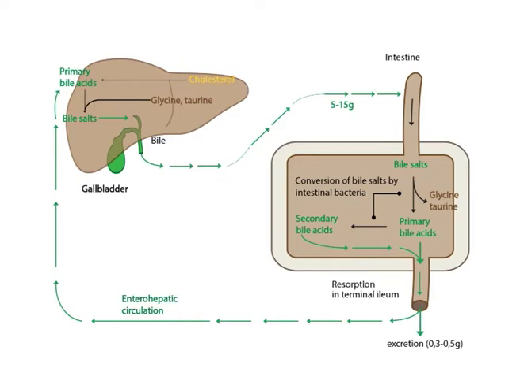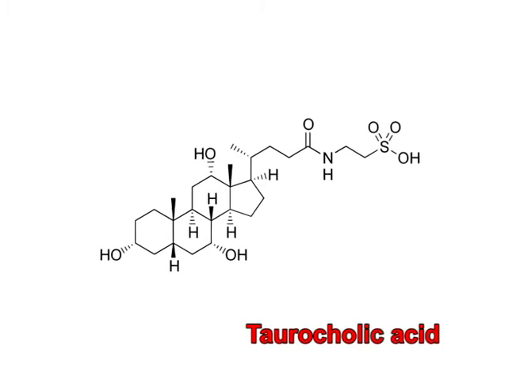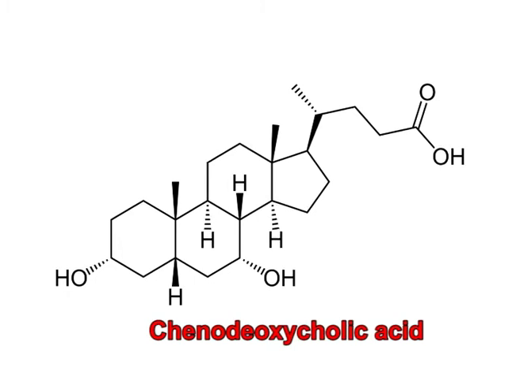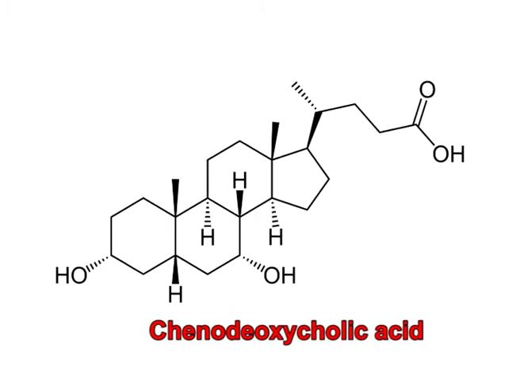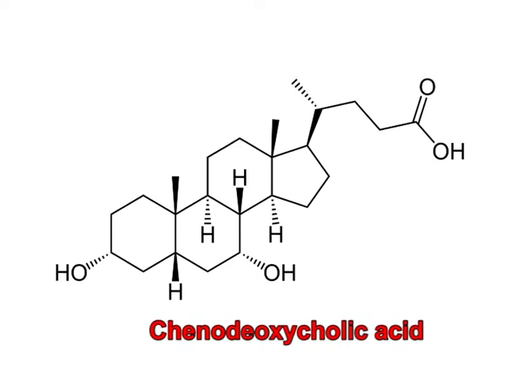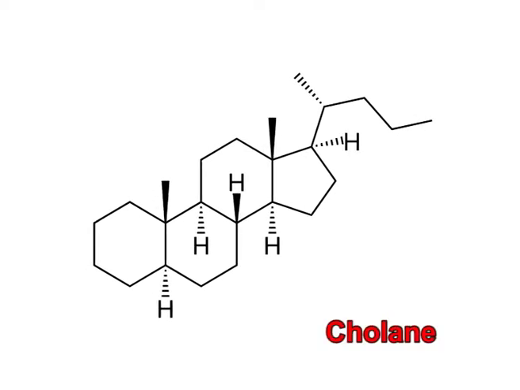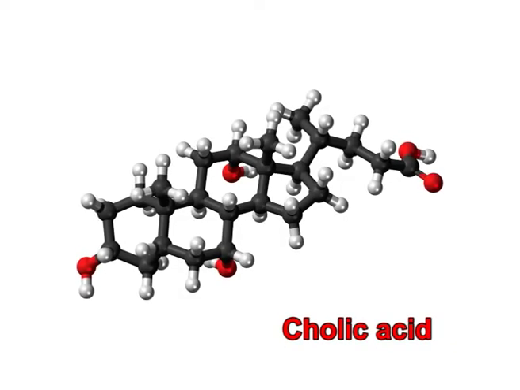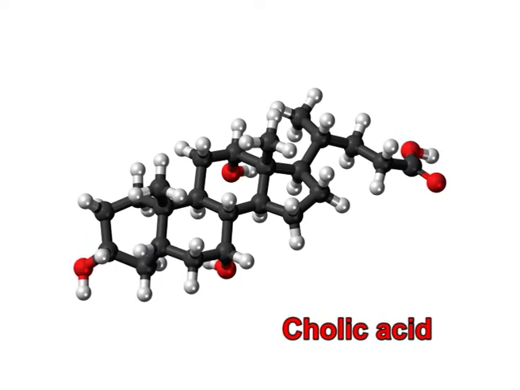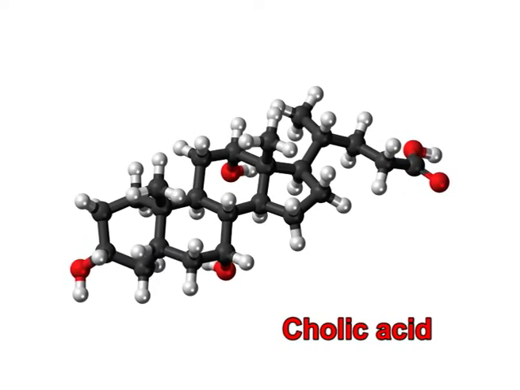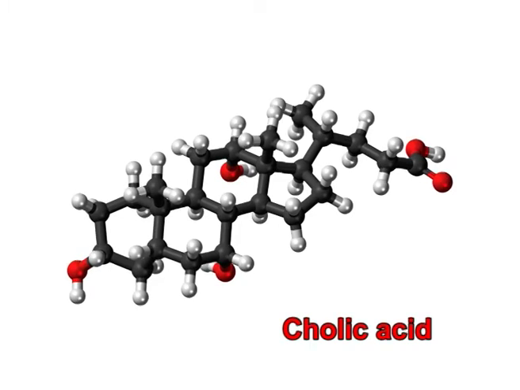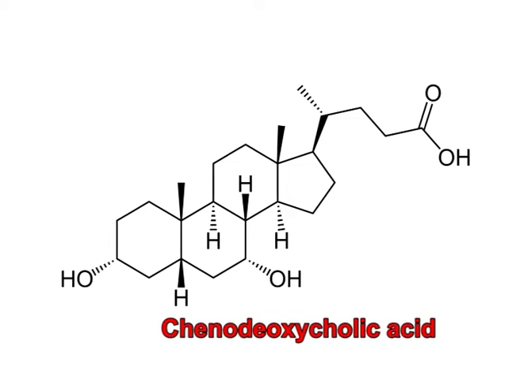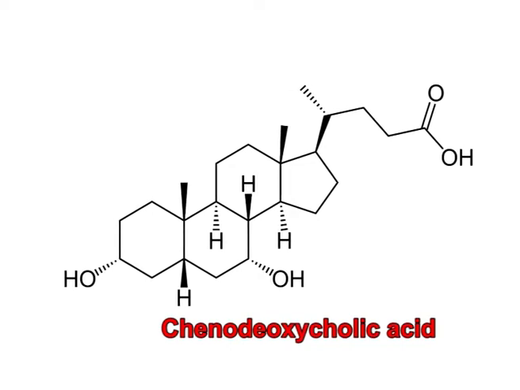In humans, taurochenodeoxycholic acid and glycochenodeoxycholic acid, which are derivatives of chenodeoxycholic acid, are the major bile salts in bile and are roughly equal in concentration. Structurally, they correspond to cholane. The principal primary bile acids are cholic acid, that is 3-alpha, 7-alpha, 12-alpha trihydroxy 5-beta cholan 24-oic acid, and chenodeoxycholic acid, which is 3-alpha, 7-alpha dihydroxy 5-beta cholan 24-oic acid.